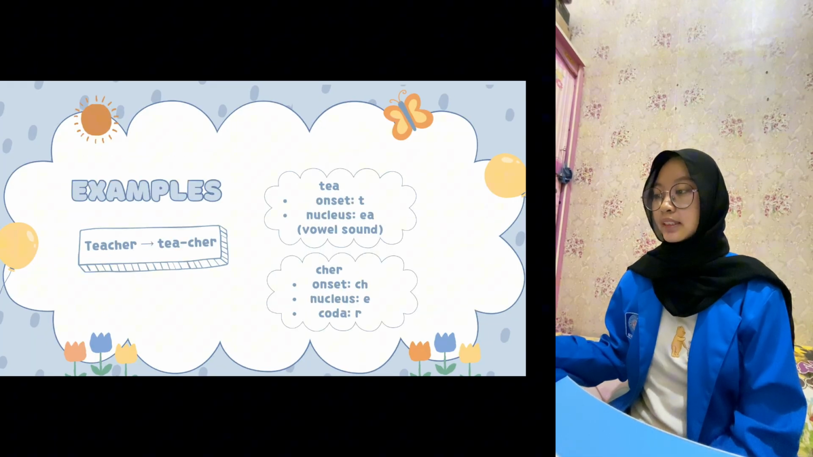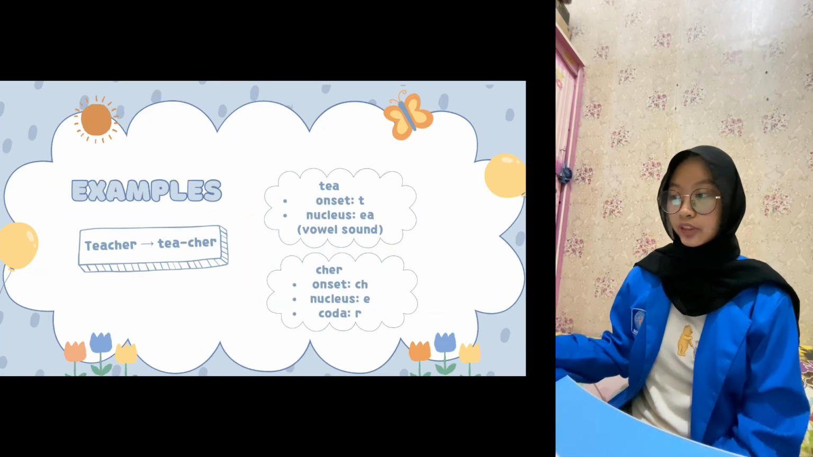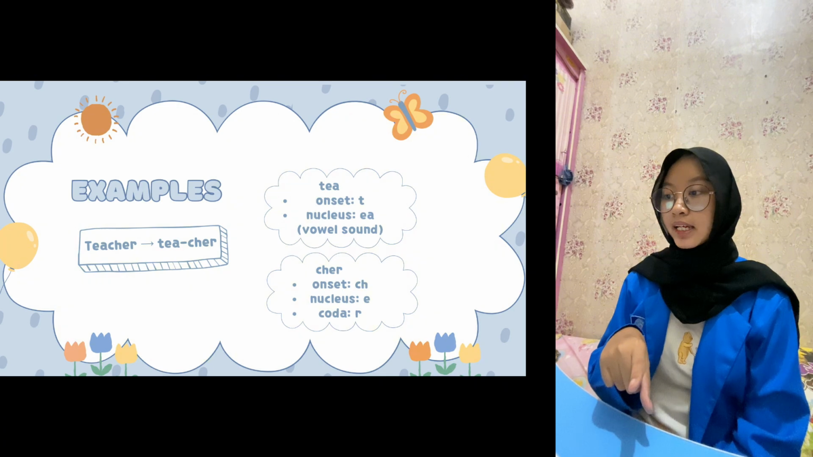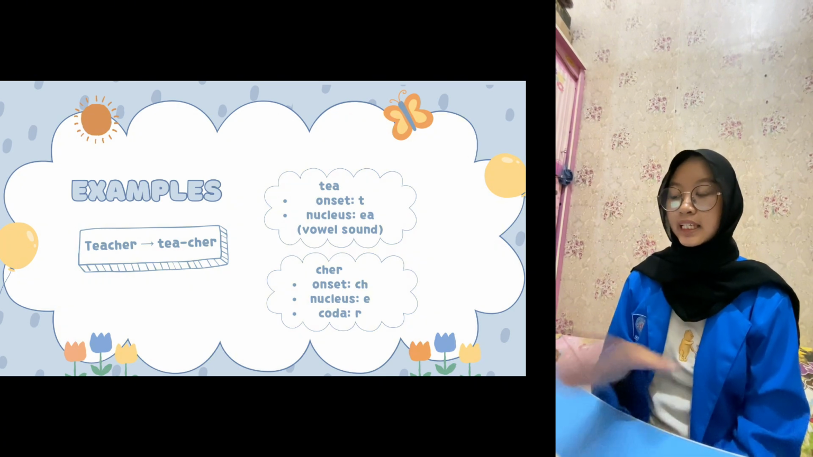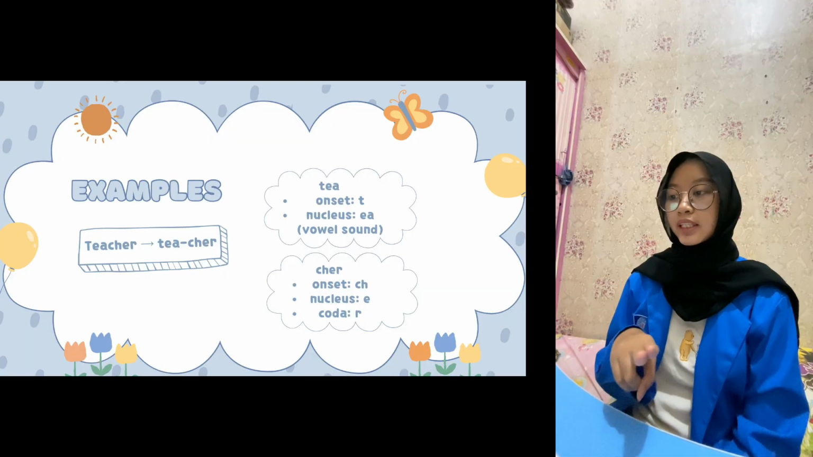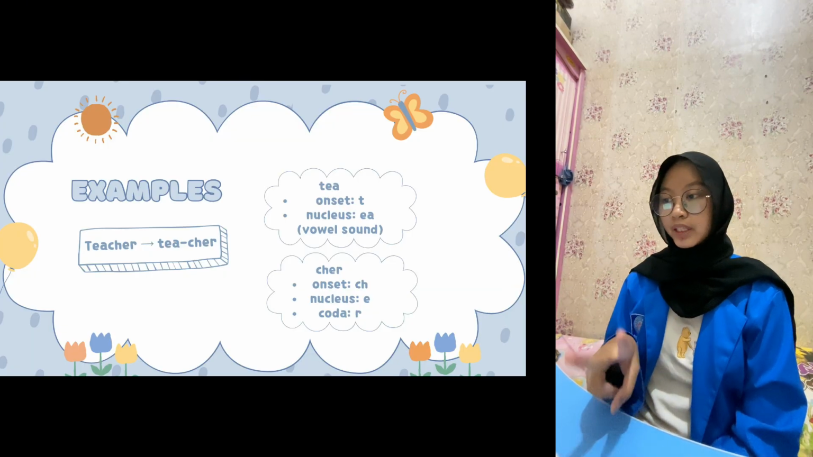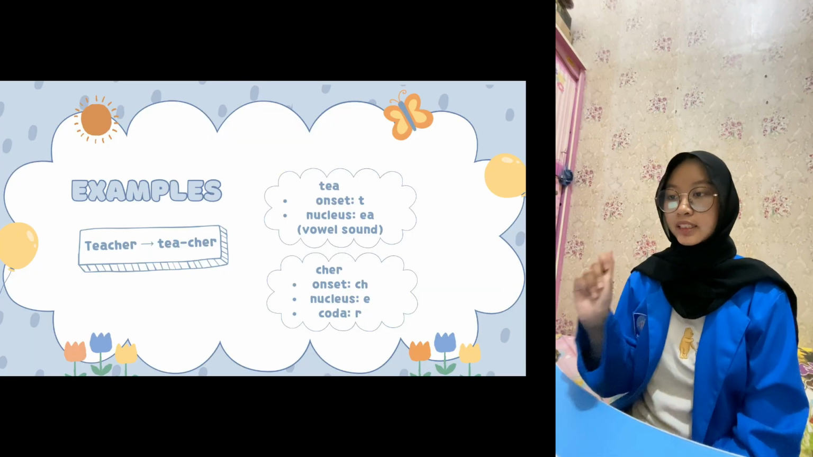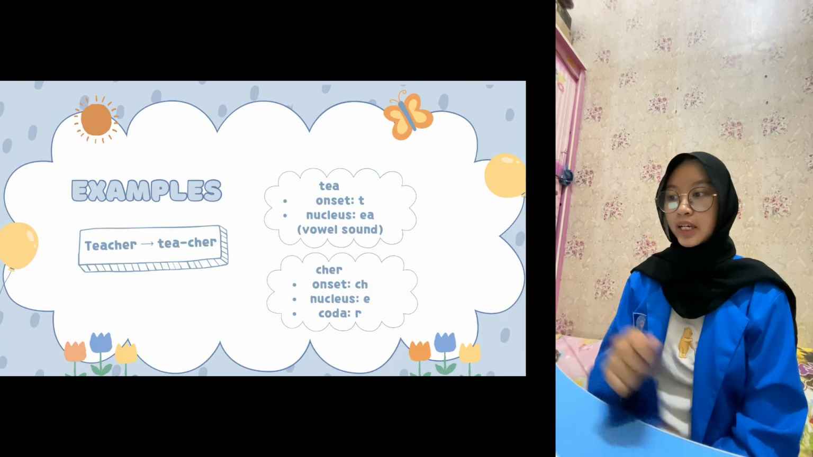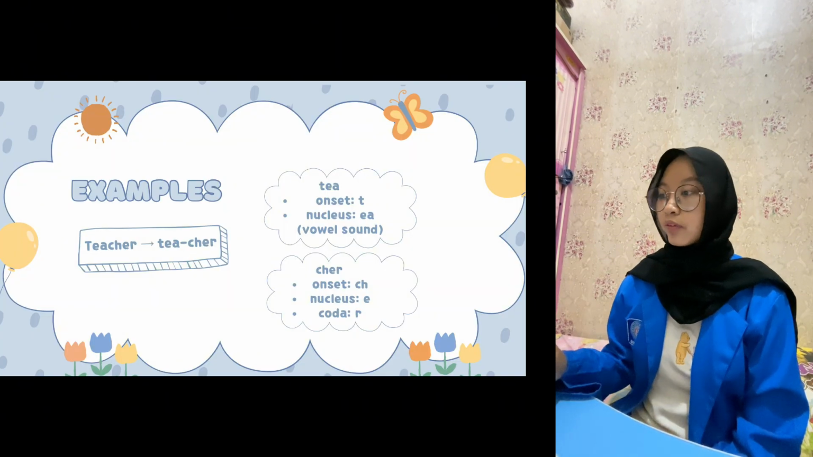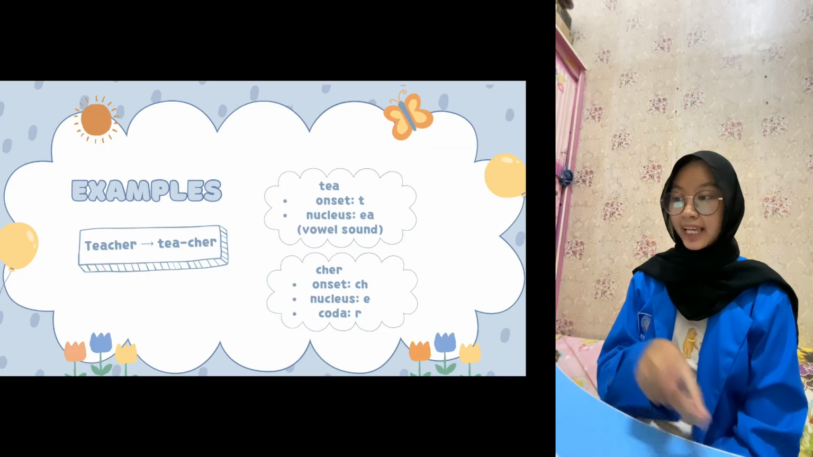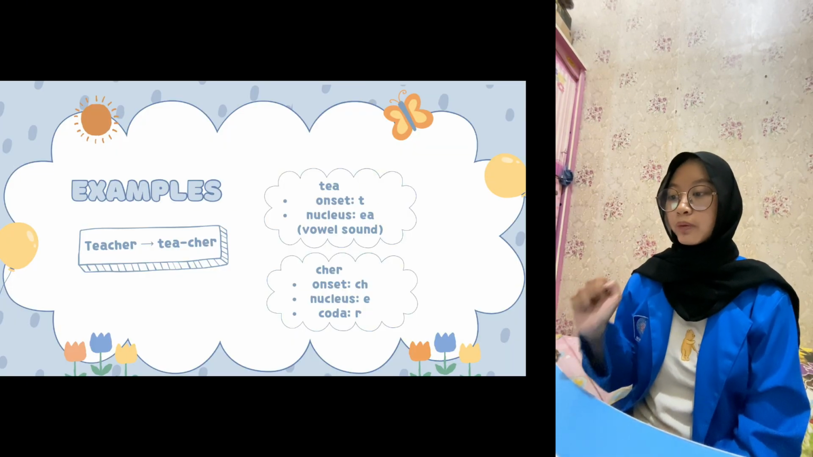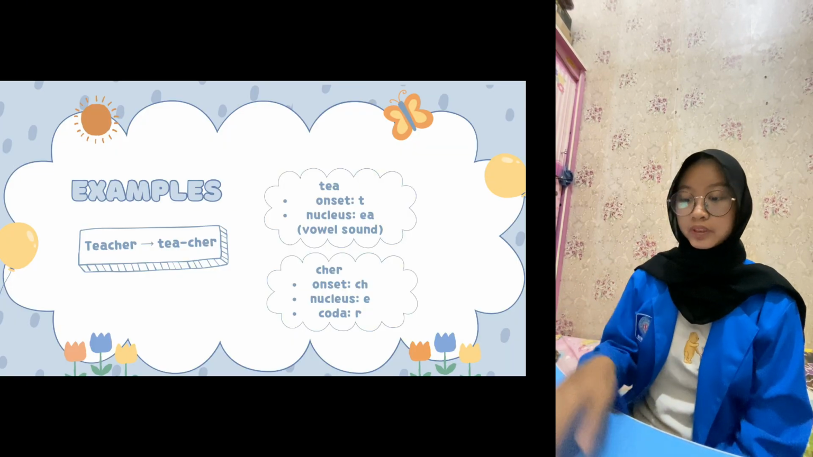And the last example is teacher. T is the onset, and the nucleus is EA. Why does the nucleus contain 2 letters? It's because E and A together form the sound E, which is a vowel sound. And for cher, the onset is CH, the nucleus is E, and the coda is R.